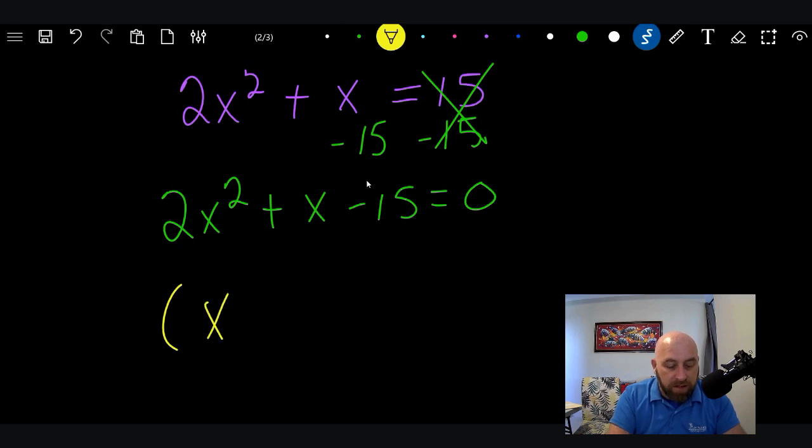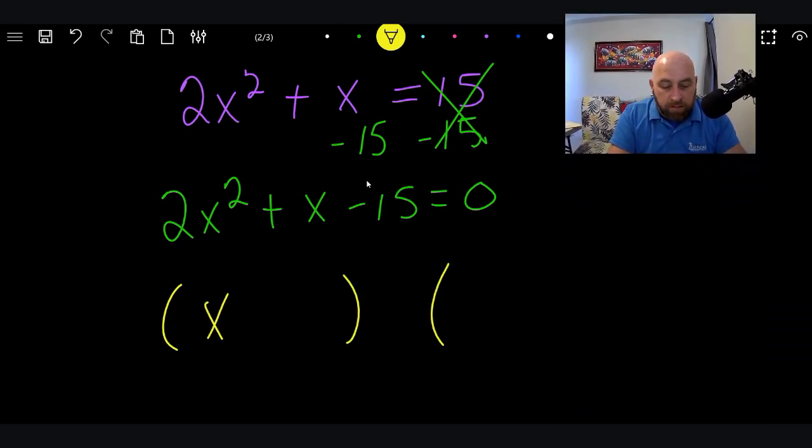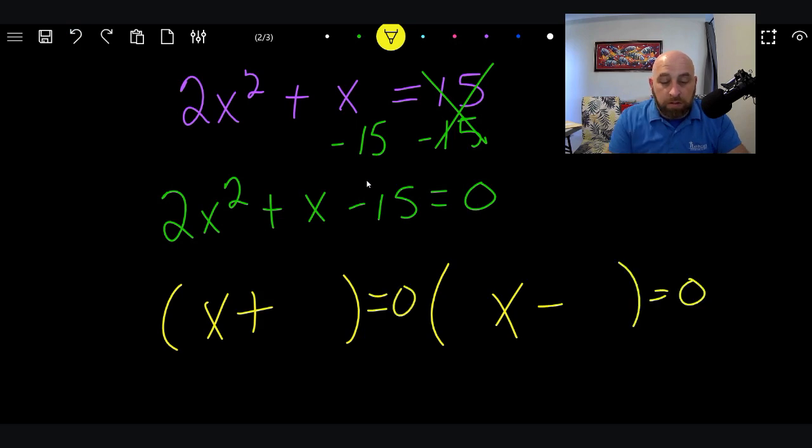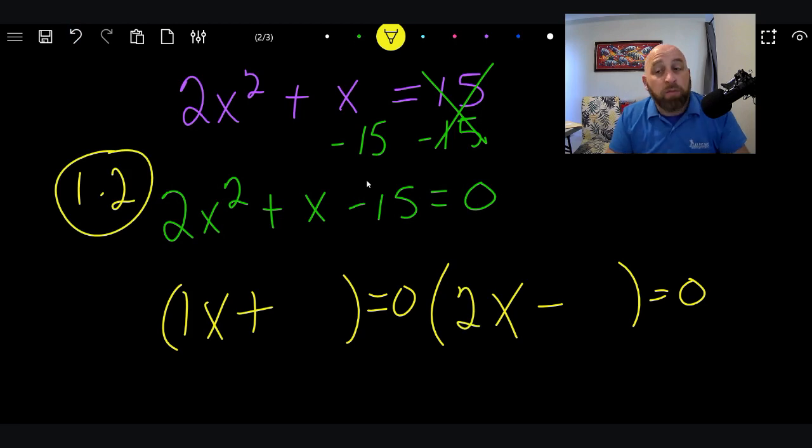We're going to have an x and an x, and our signs are going to be what? Okay, it's going to be plus, minus. All right, so now what we want to do is we want to factor. We have a 1 times 2 here. That's factoring our 2. So we can go ahead and put a 1 and a 2. Maybe we'll have to move that around.